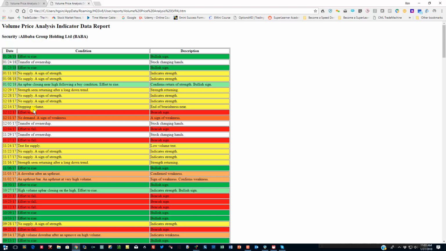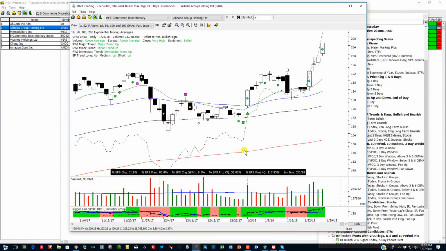But look at these. Every one of these flags were bullish. Stopping volume going back to December 14th. No supply, strength seen returning. Up bar, no supply. Effort to rise. Transfer of ownership could be positive or negative, but let's just go back to this 1214, which would be clear back here. That's 1214 stopping volume. It bounced around, but it was getting some support in here.